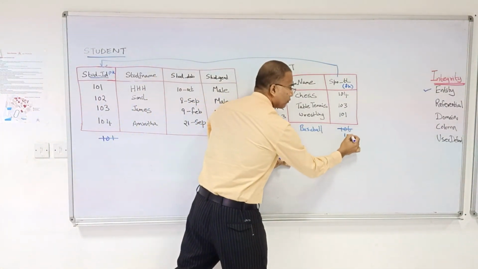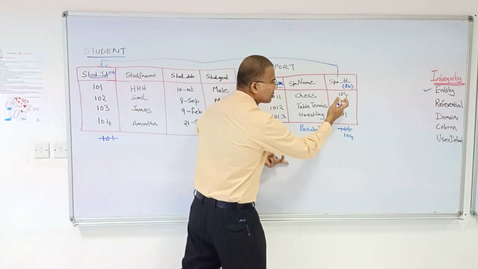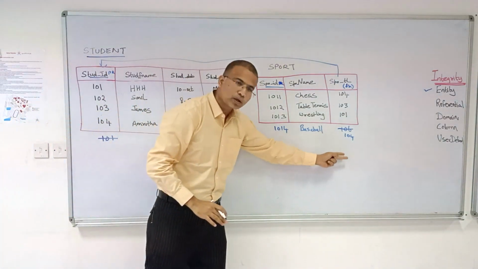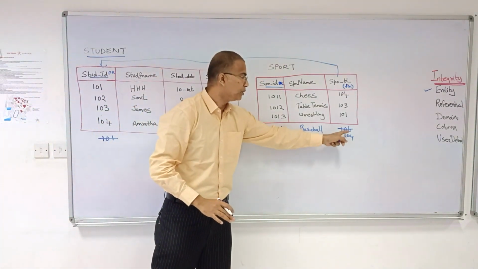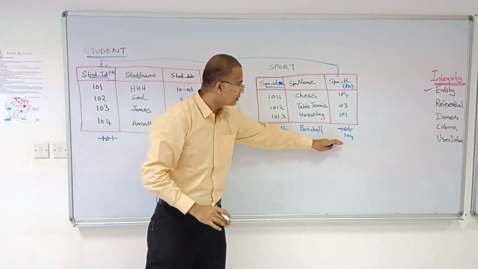It could have been 104, or if it is a one-to-many relationship, it can also be 102, but it can never be 106. So this is referential integrity.